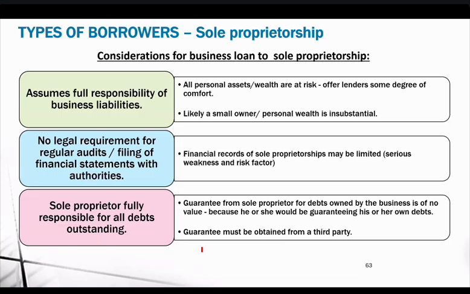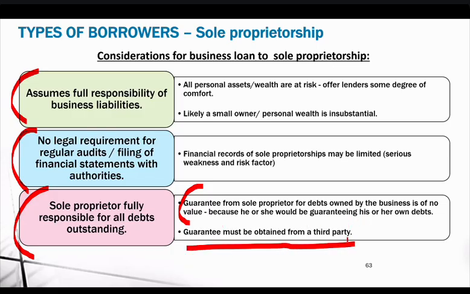And here are the considerations for a business loan to a sole proprietor. We assume full responsibility of business liabilities, so all personal assets are more at risk. There's no legal requirement for regular audits, so that's why financial information is risky. And the sole proprietor is fully responsible for all debts outstanding. There's no point getting guarantees from the sole proprietor because there's no value, as they're already personally liable. You must get a guarantee from a third party.